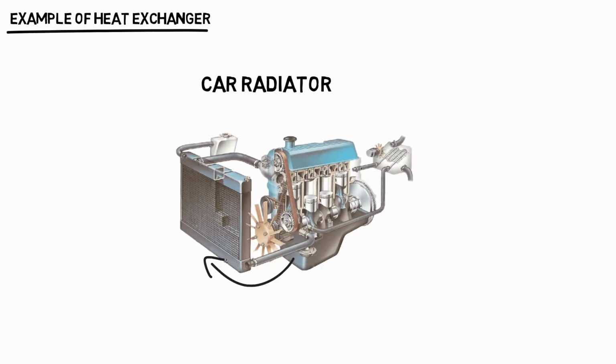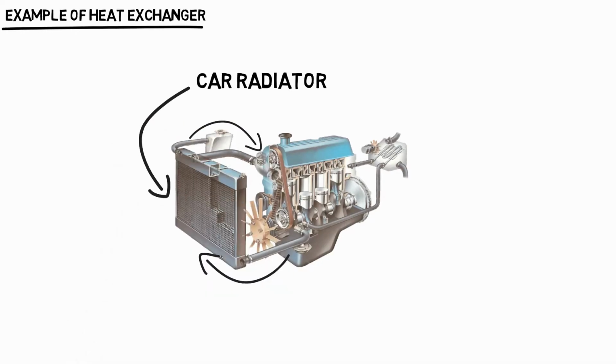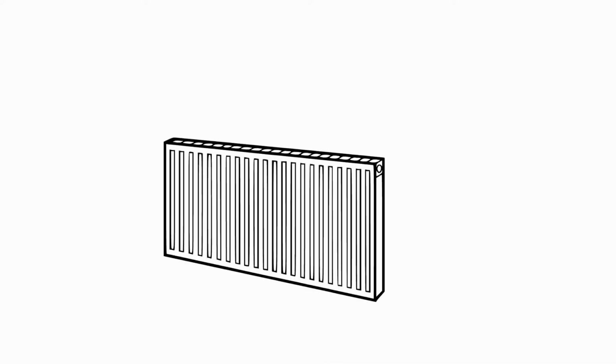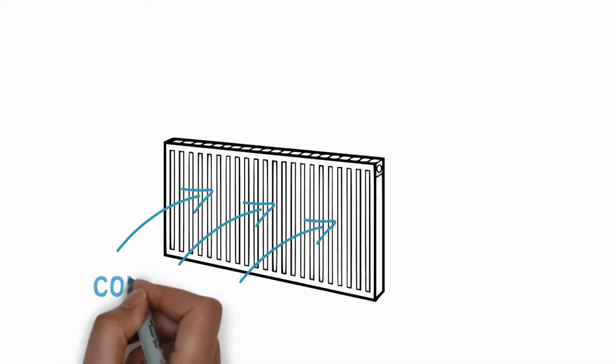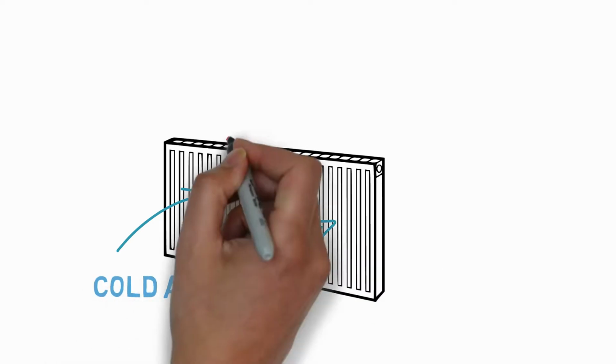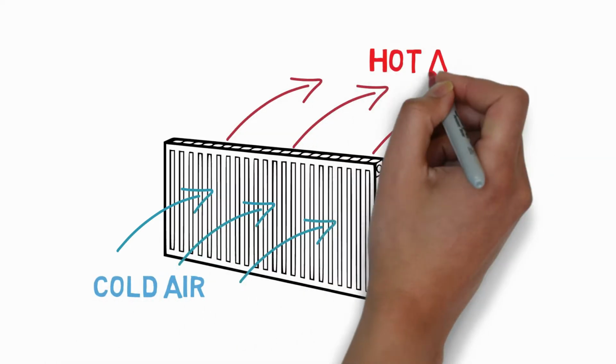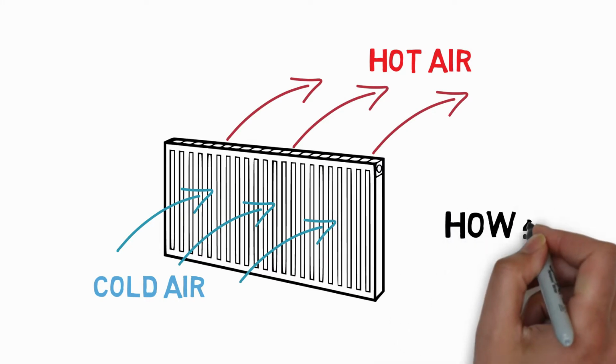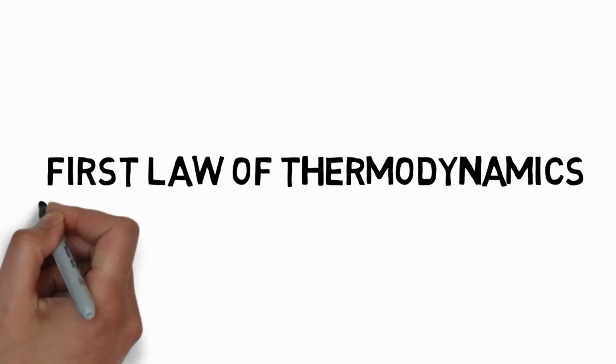Water that cools the engine flows through the radiator, which has lots of parallel aluminum fins open to the air. As the car drives along, cold air blowing past the radiator removes some of the heat, cooling the water and heating the air and keeping the engine working efficiently. But how is this possible? Let's talk about the first law of thermodynamics.